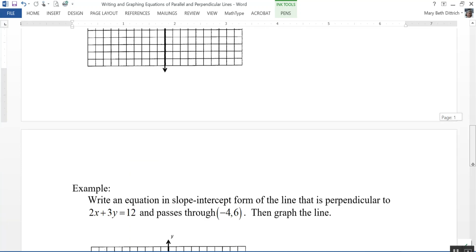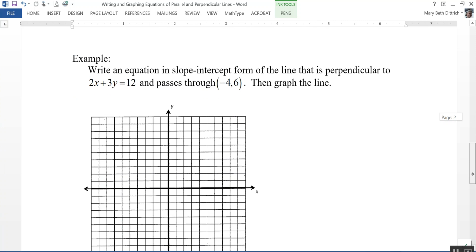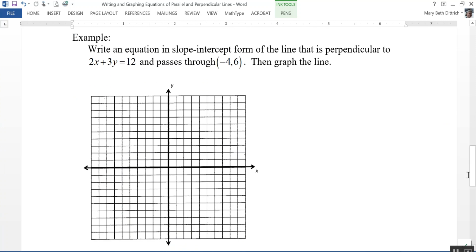Let's take a look at another example here. Here we have to write an equation in slope-intercept form of the line that is perpendicular to the line 2x plus 3y equals 12 and passes through the point negative 4, 6, and then graph the line. So recall that lines that are perpendicular to each other have slopes that are opposite reciprocals. So what I need to do is find the slope of the line 2x plus 3y equals 12. That's written in standard form.